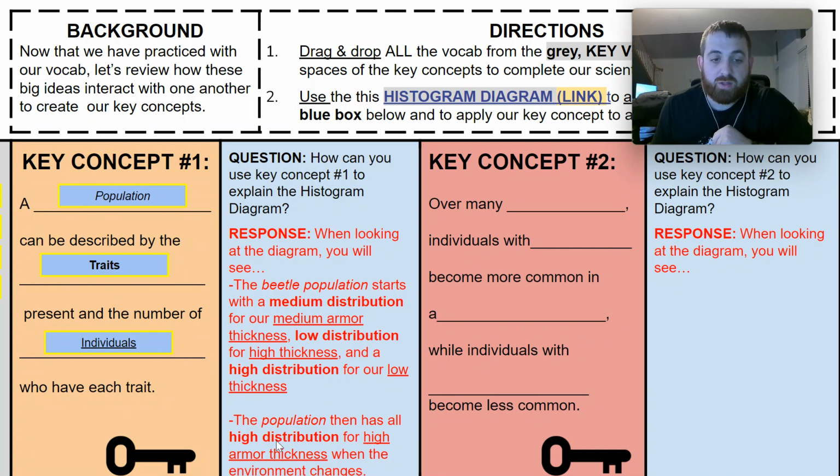The population then has all high distribution for high armor thickness when the environment changed, specifically when those praying mantises show up. So if you notice, I'm pulling in all of our key ideas here, describing what's going on in the diagram using what the key concept says. So hopefully that makes sense, and you can refer back to this example if you need help.